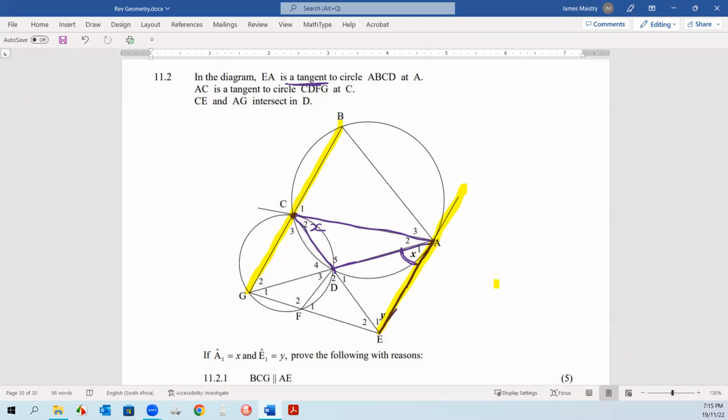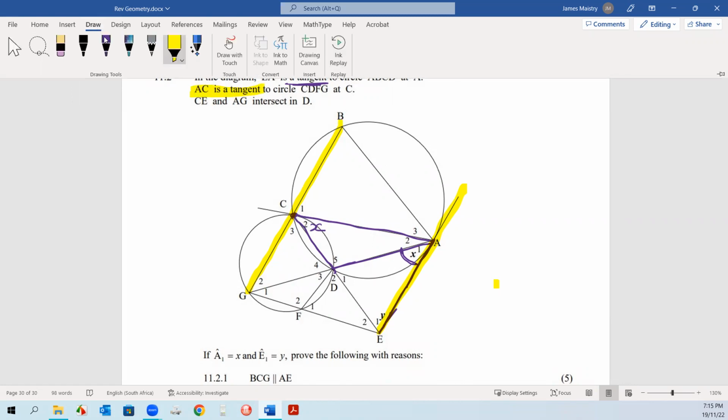Since they say that AC is also a tangent, sir, you can use the tan chord theorem and prove that G2 is also equal to X, sir, which makes it alternate to A1, sir. Or G2 is equal to X, sir, because of the tan chord theorem. So that guy read the question properly. It also told you AC is a tangent. Well said, young man.